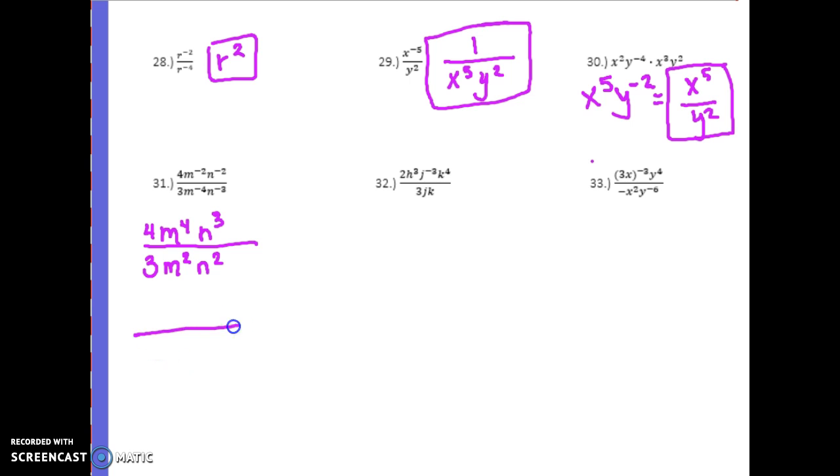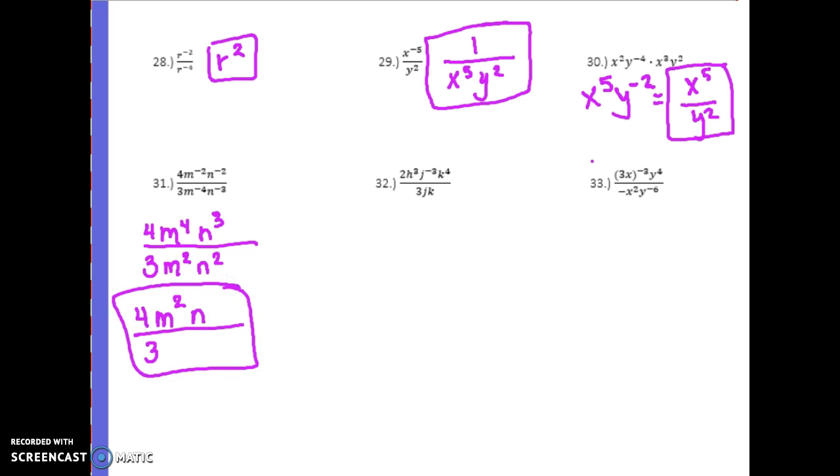All right, now we're going to divide. So we've got 4/3. We can't simplify that part of either of the coefficients. We can't divide. We're going to leave it. M to the 4th divided by m squared is going to be m squared because 4 minus 2 is 2. And n to the 3rd divided by n squared is going to be n. So here's our final answer.